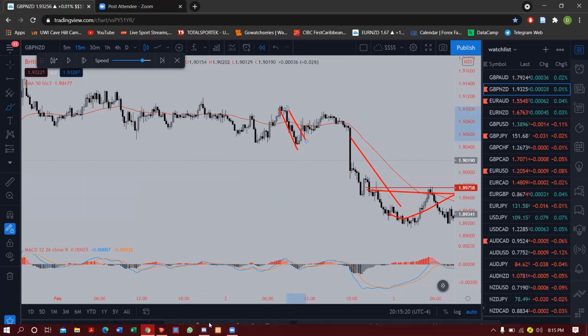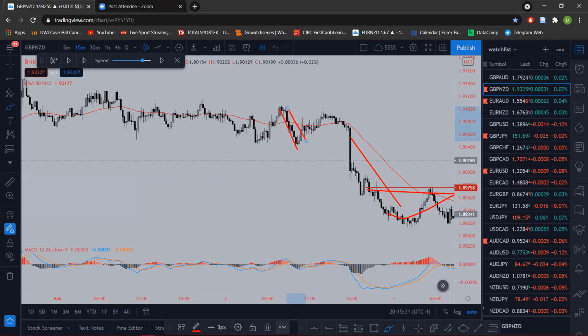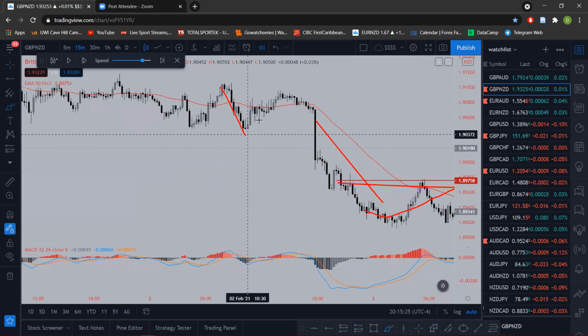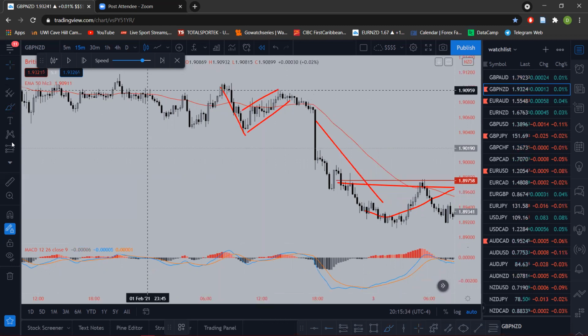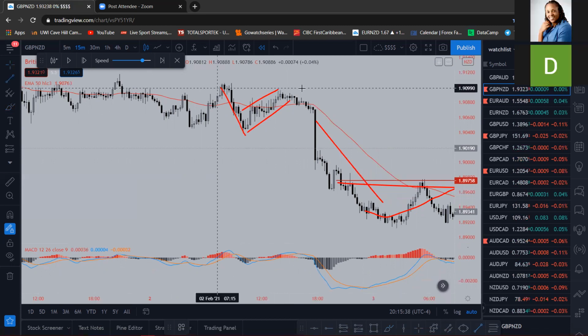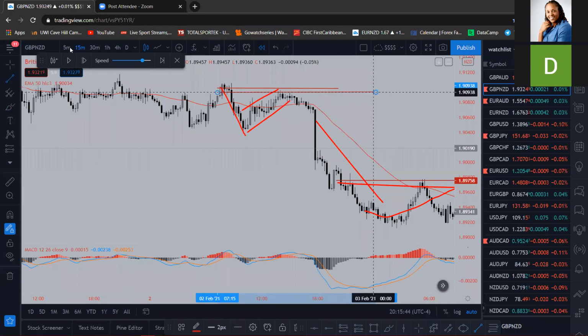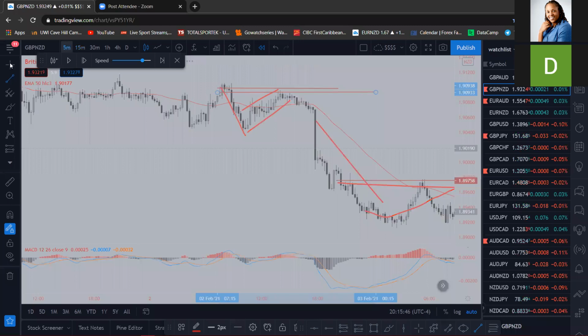Sorry, wrong thing. So we had our impulse here, and then we had our flag, and this is more strictly an engulfing candle on a low time frame. Because remember, we are on a 15 minute time frame, so to see our engulfing candle, we probably have to drop down another time frame.